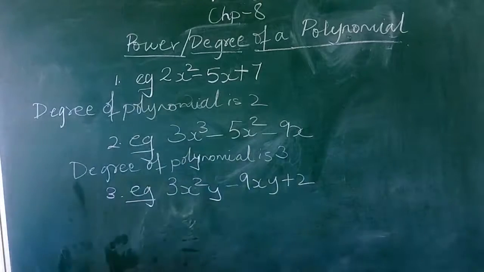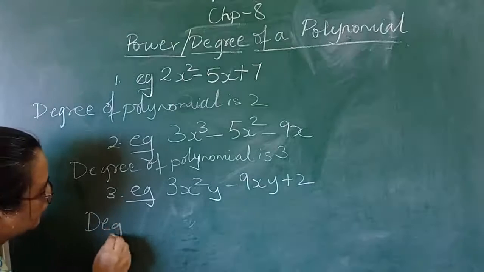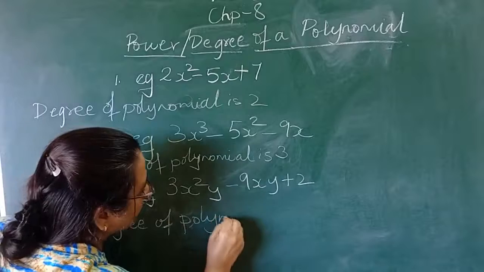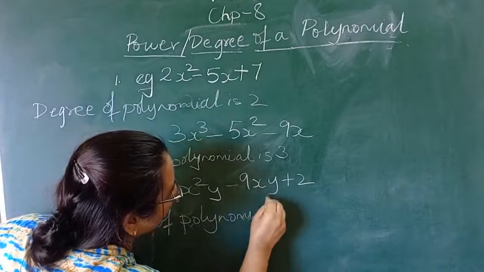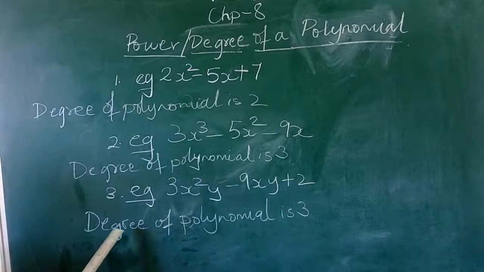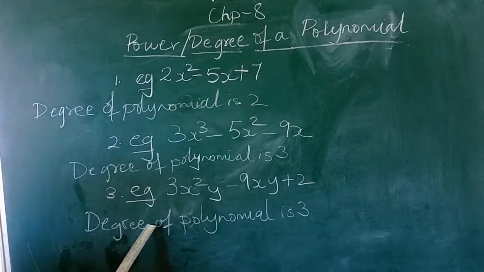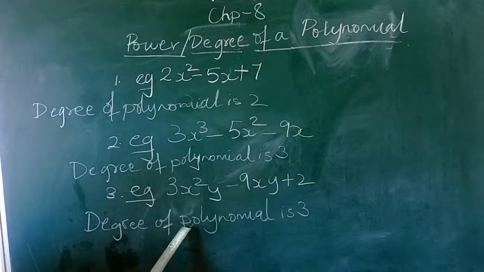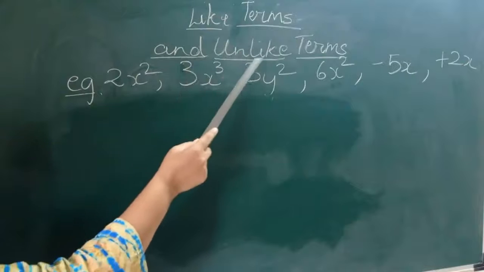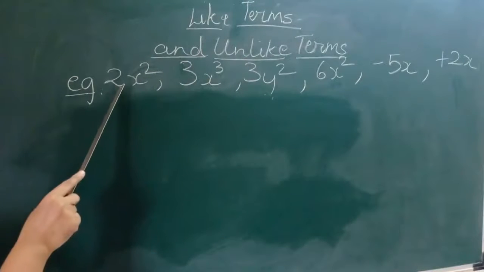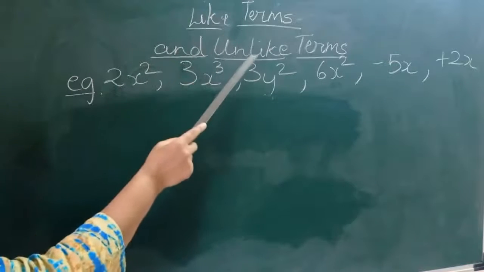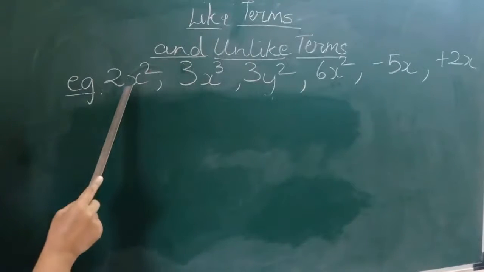So let us write, we have to write always the highest power that we get for the variable is known as the degree of the polynomial. Now about the like terms and the unlike terms. Here a few algebraic expressions are given from which we are going to find the like terms and the unlike terms. Let us see the expressions.